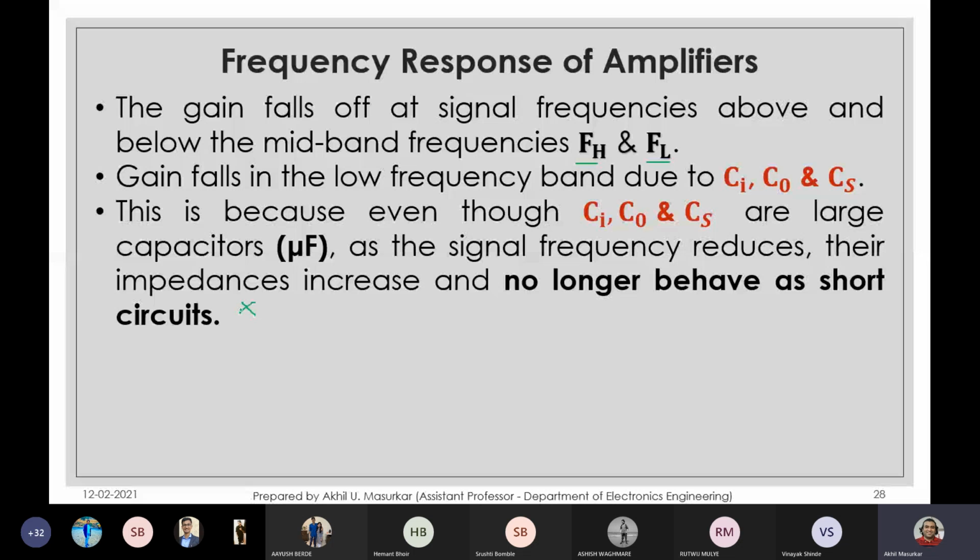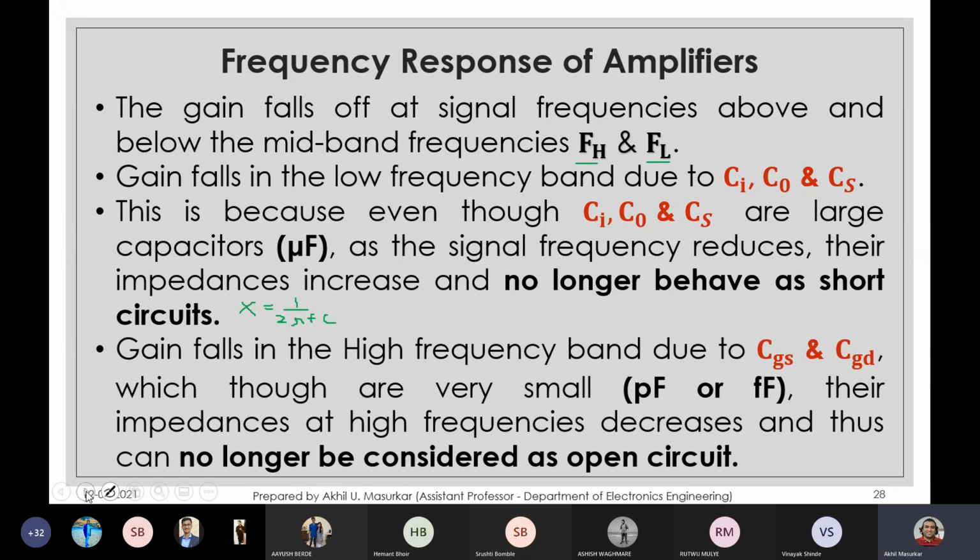So as you know, the impedance offered by a capacitor is 1 upon 2 pi Fc. So as the frequency reduces, what happens is that X becomes too high. X becomes too high. And that is the reason why it no longer acts as a short circuit. So they offer some impedance.